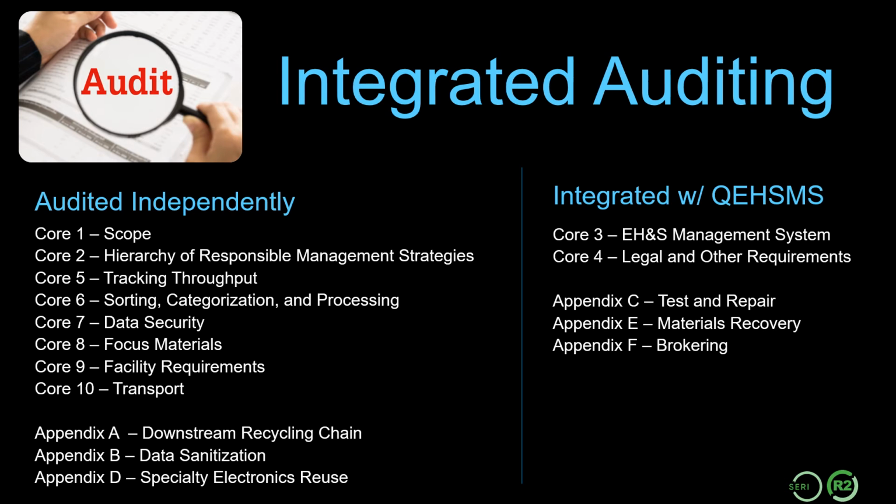Sections of the R2 standard that may be integrated with the audit of other approved QEH-SMS standards include Core 3, EH&S Management System; Core 4, Legal and Other Requirements; Appendix C, Test and Repair; Appendix E, Materials Recovery; and Appendix F, Brokering.